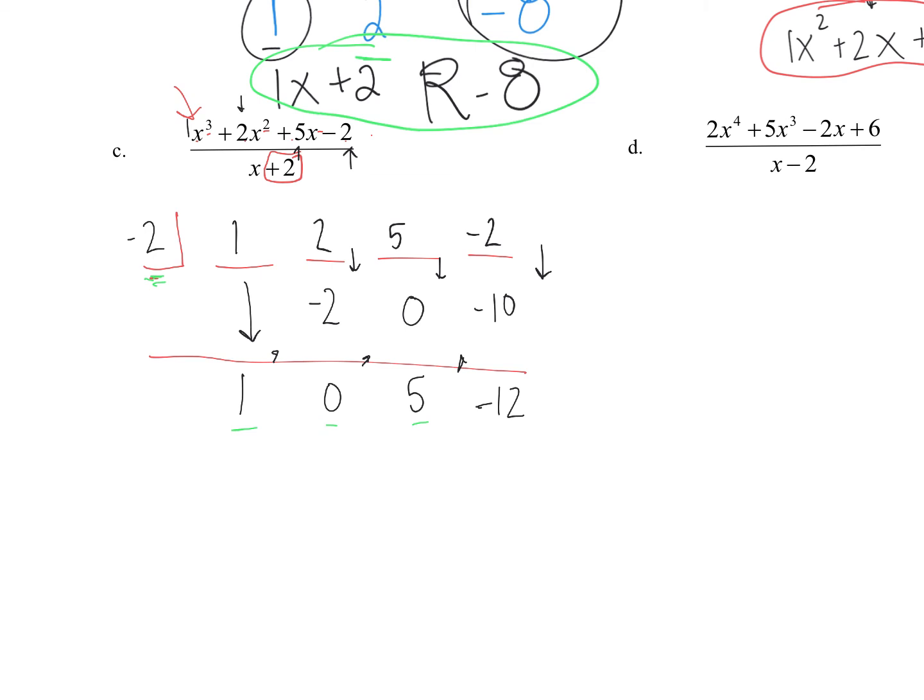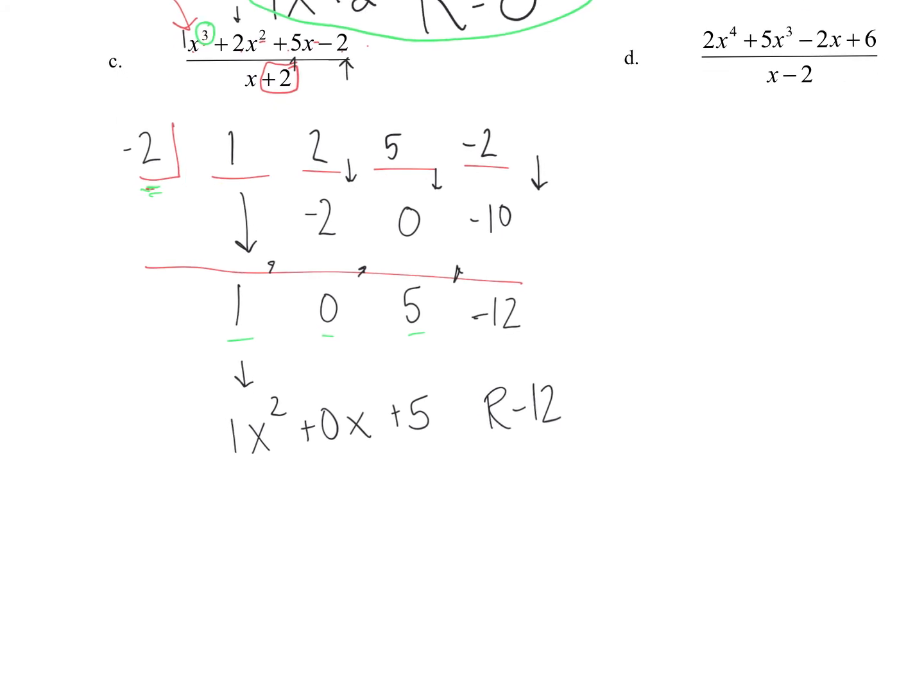Okay? So we realize here that this problem, the numerator starts with an x cubed. So I know that I need to drop down 1. So my beginning is going to be 1x squared. Then what I have is a 0, so a 0x, plus 5 with a remainder of -12.